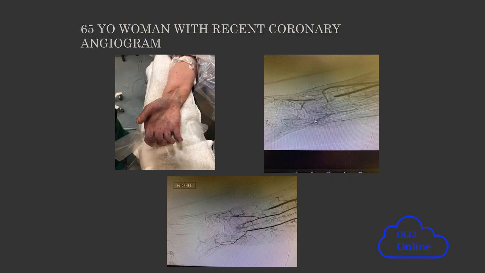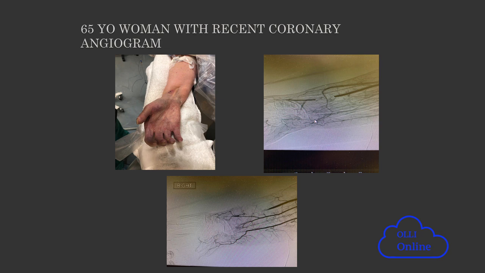But the radial artery is a more sensitive artery than the femoral artery, and can sometimes cause some issues. So this is a 65-year-old woman who had a coronary angiogram through her wrist. It's not projecting well, but you can kind of see her arm is turning blue, and her fingertips are very blue, and she has pretty much no blood flow to her hand. So this is from an injury to the radial artery just from the coronary angiogram.